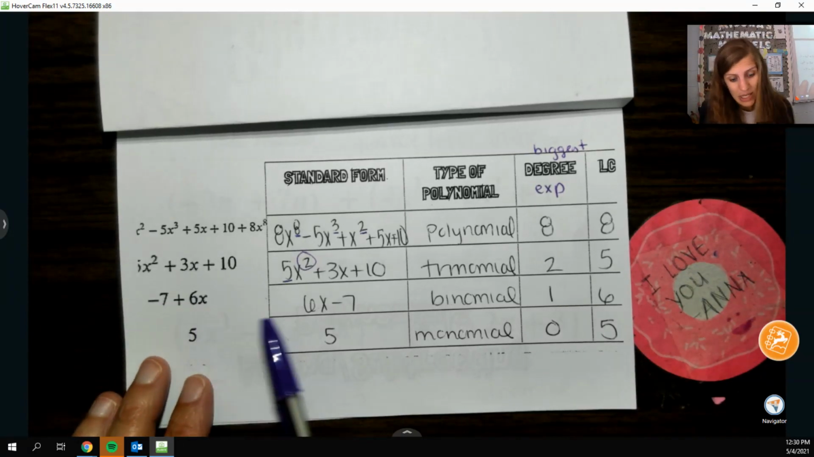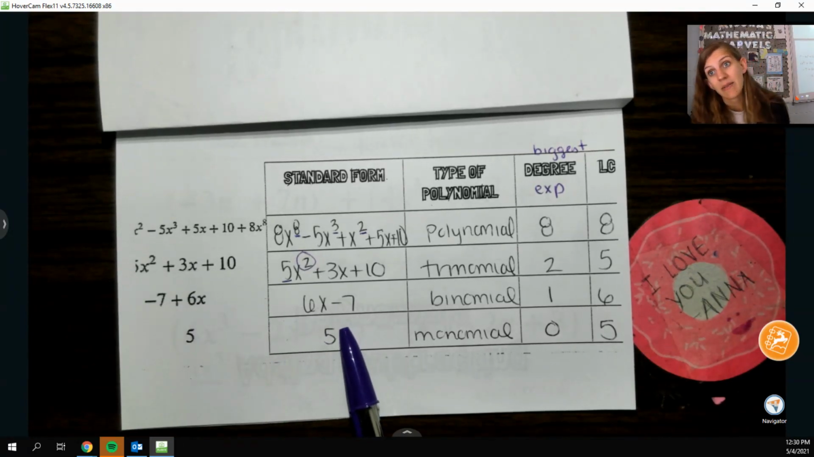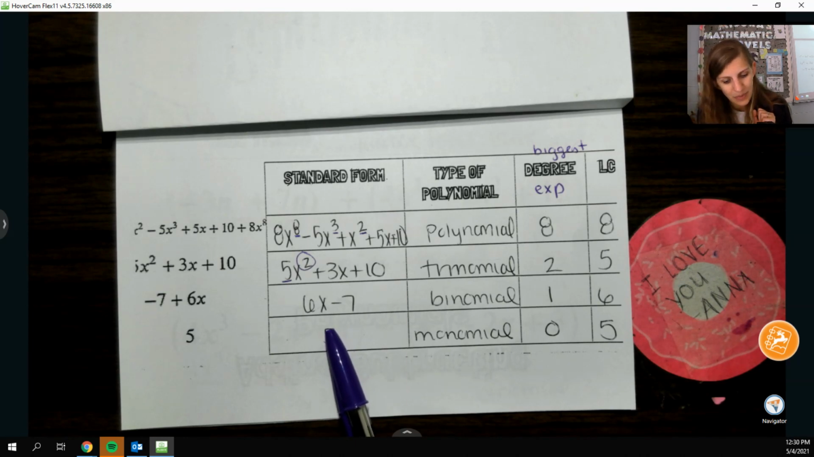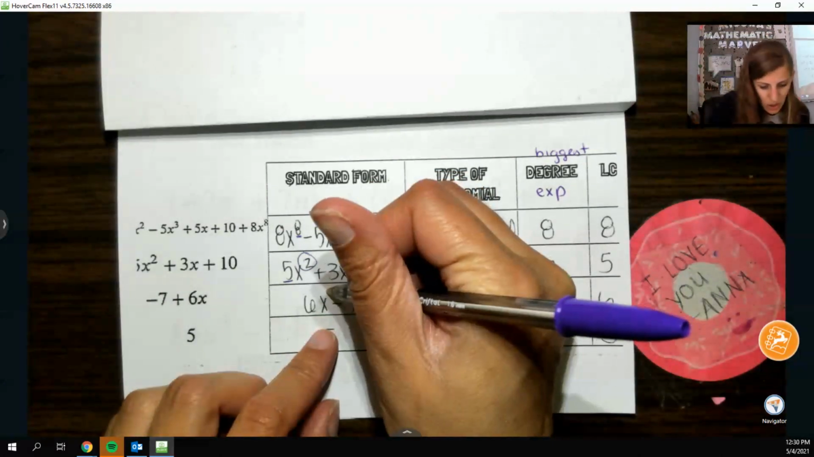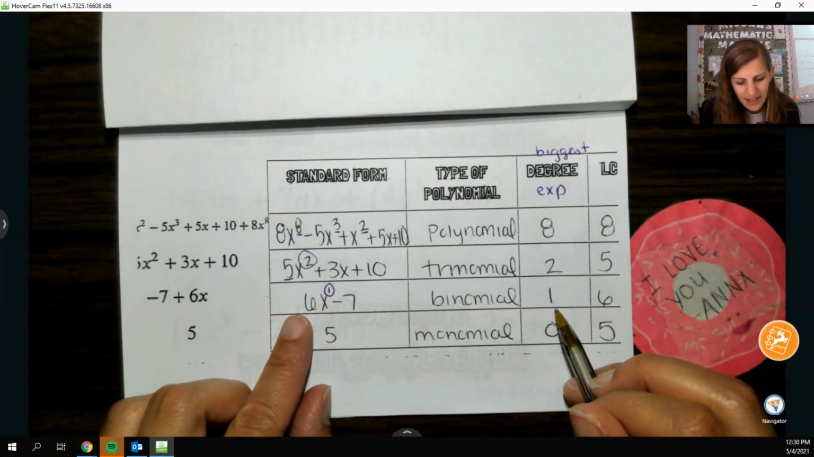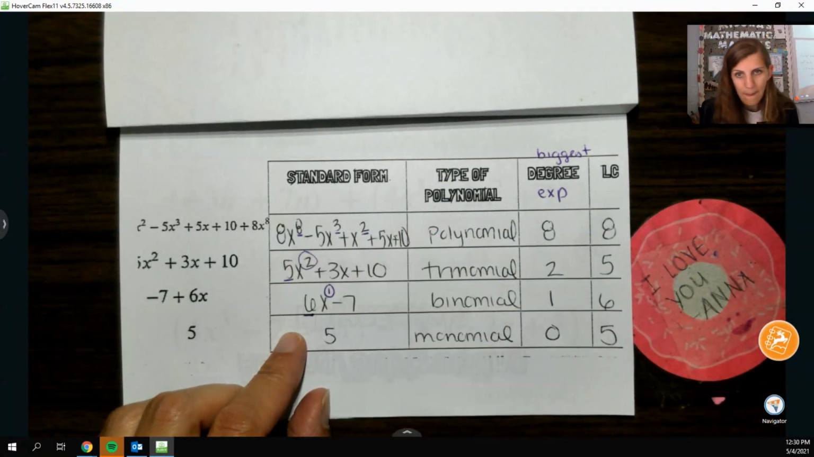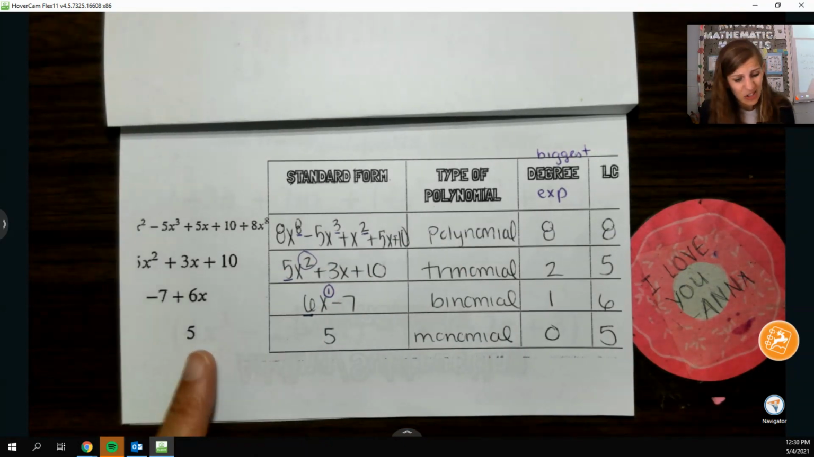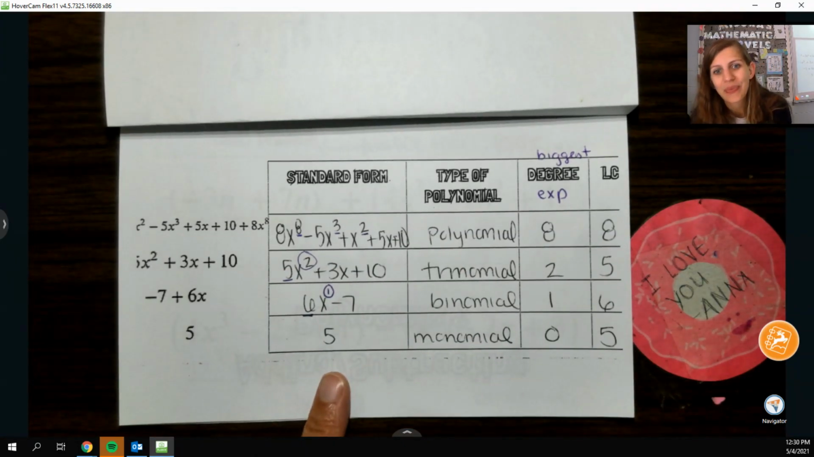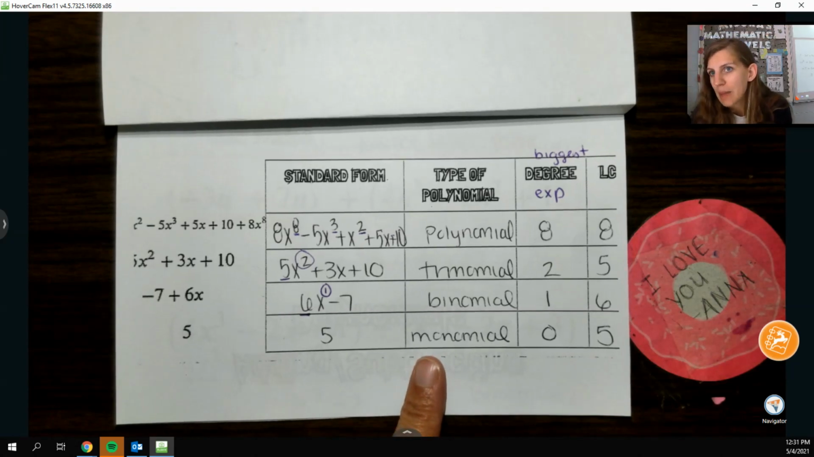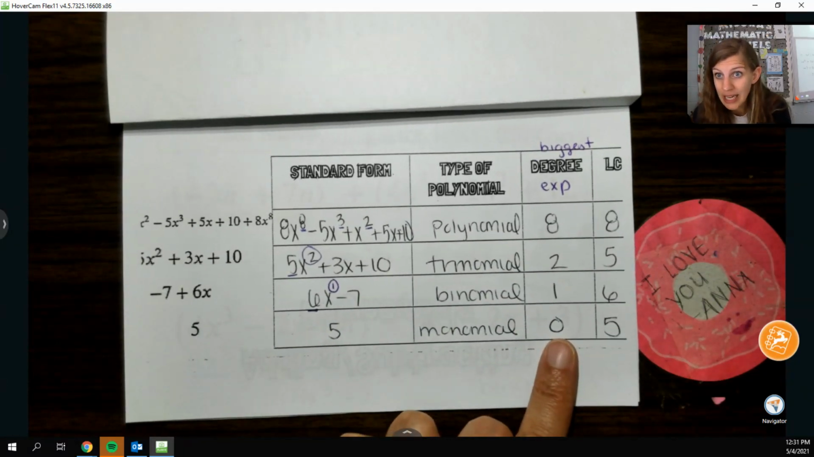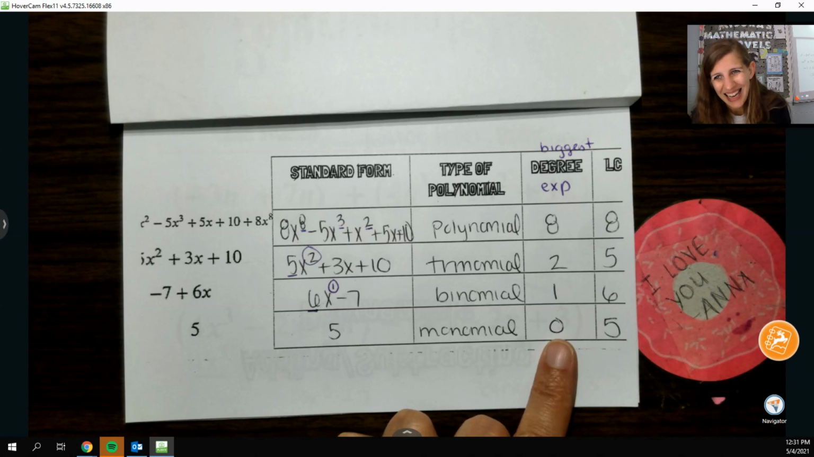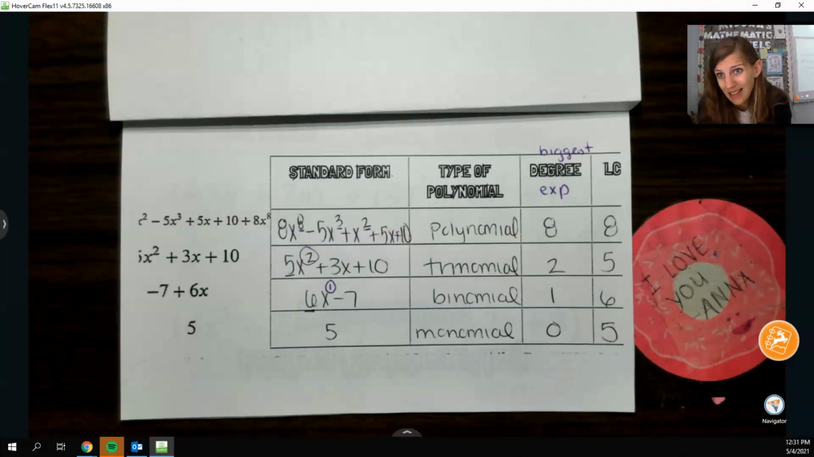This one I did have to rewrite to put 6x first and then take the minus 7 with it to be in standard form. Because there's only 2 terms, that is a binomial. My degree is the biggest exponent, and there is a hidden 1 there. So 1. And then the leading coefficient is 6. Now for the last one here, because it's just a 5, that's kind of already in standard form. And because there's only 1 term, it's a monomial. Now because there's no variable, there is no degree, so 0. And that kind of means your leading coefficient just has to be 5. That's the only number there is.